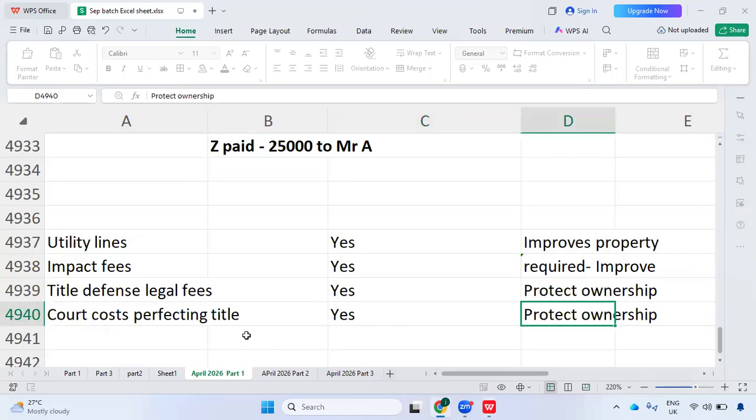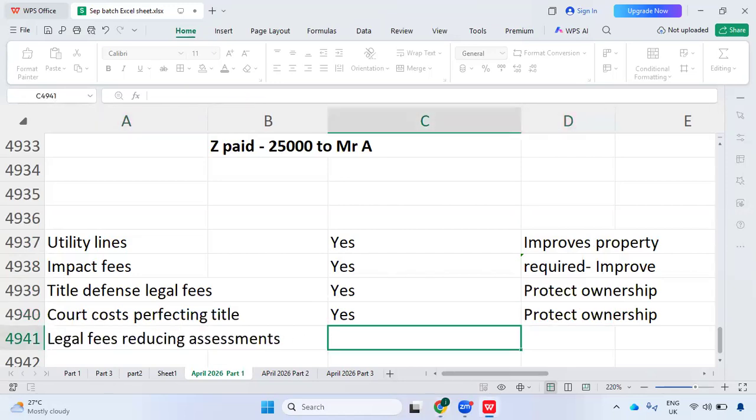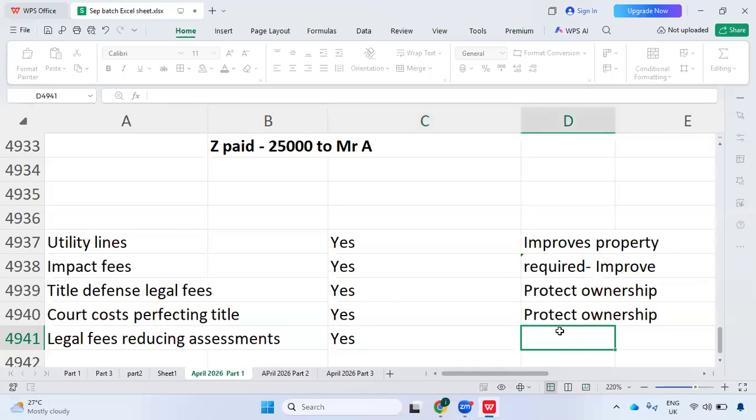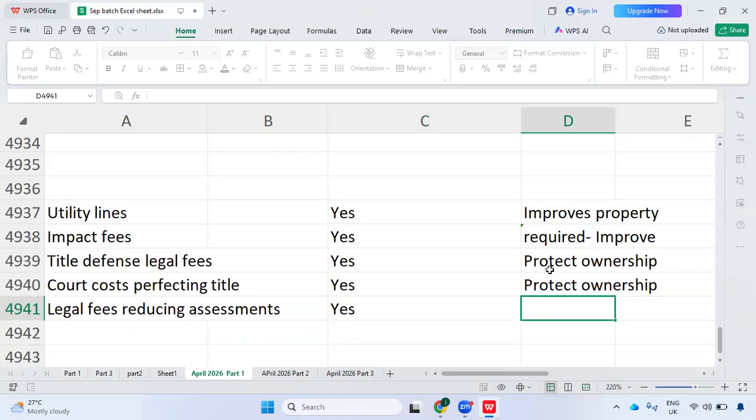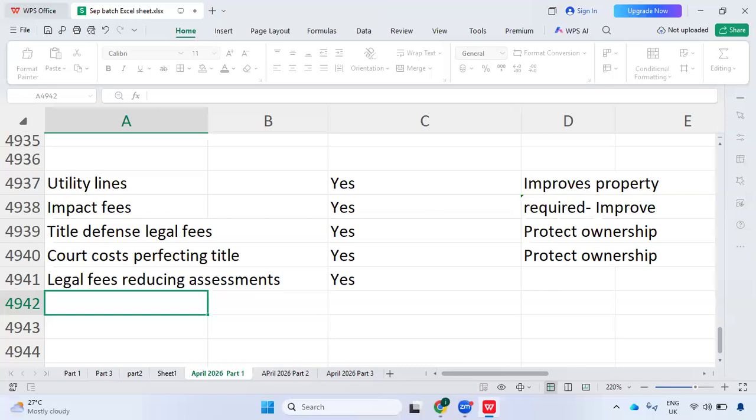And legal fee reducing assessment. Will we add this amount to the basis? Yes, this will be added to the basis. This is related to the capital improvement, right? So this will also increase the basis of the asset.